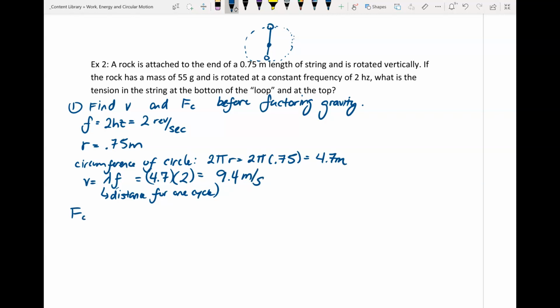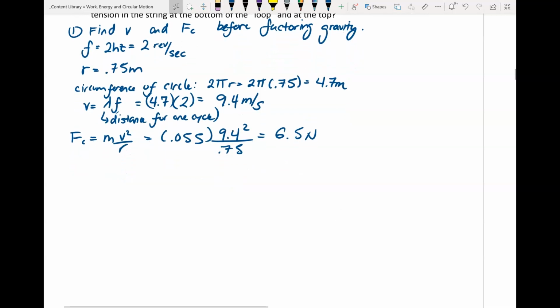Now we can find our centripetal force, which is m times v squared over r. Our mass is 0.055. V, we found that already, is 9.4, and our radius is 0.75. So our centripetal force is 6.5 newtons. Now we're going to analyze the scenario when our rock is at the top of the loop and then at the bottom. We're trying to find the tension of the string here.